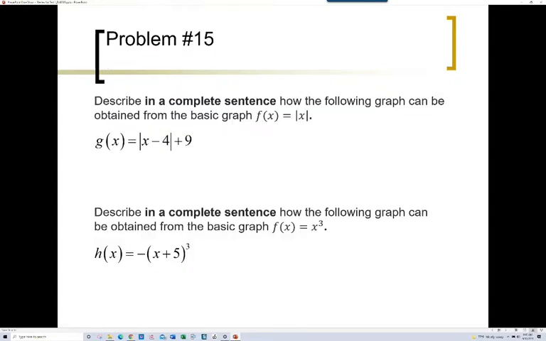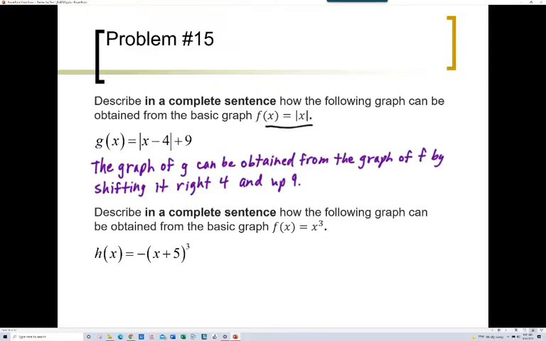Let's move on to number 15. So write out in a complete sentence how the following graph can be obtained from this graph here. So go ahead and try these, and then you can look at my answers here. So for g, the first one here, the graph of g can be obtained from the graph of f by shifting it right 4 and up 9.